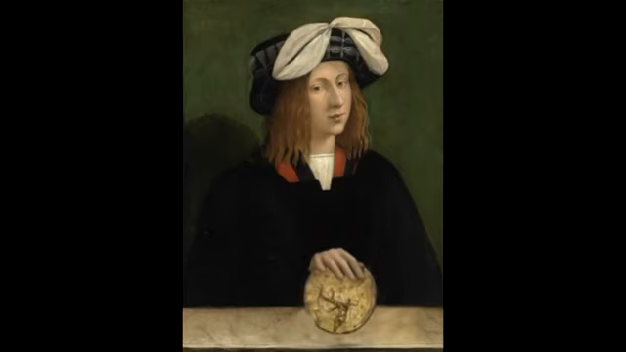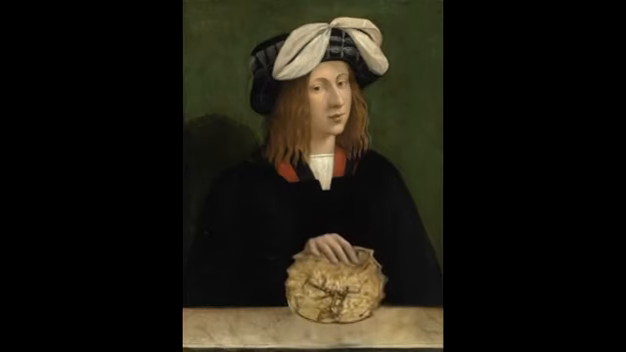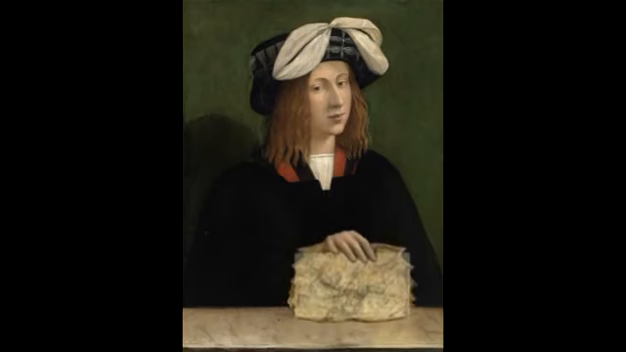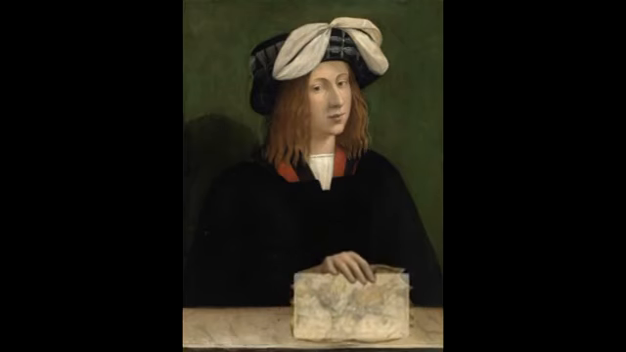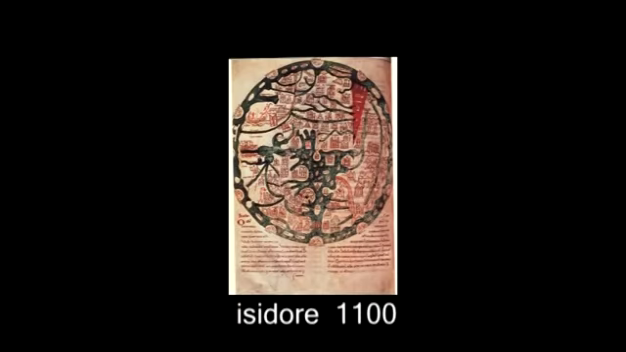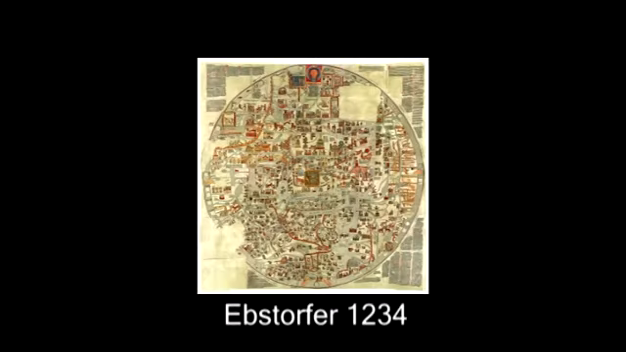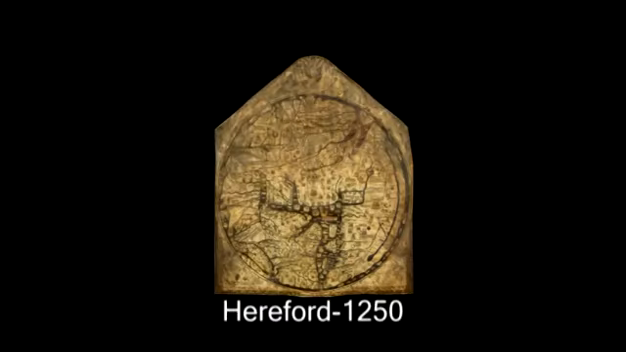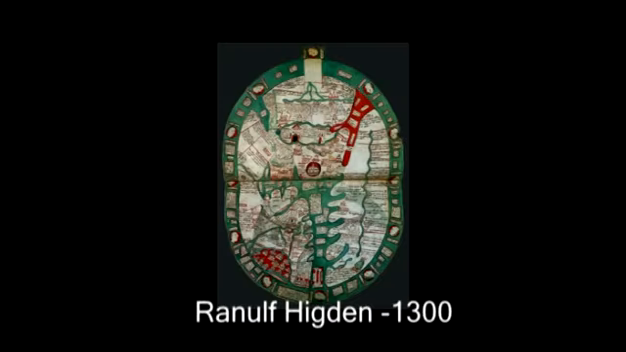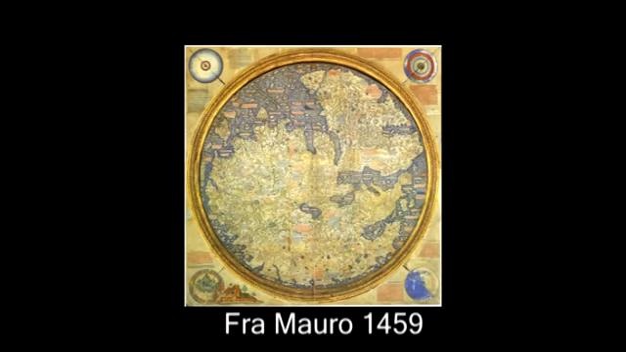So, now we are ready for the hoax. I will present you the missing link between the old crater map and the Columbus map. Let's count. 1025, 1100, 1234, 1250, 1265, 1300, and here it is, 1459.